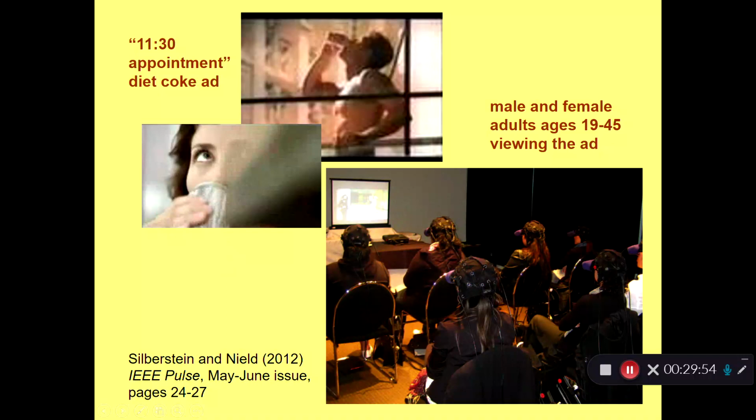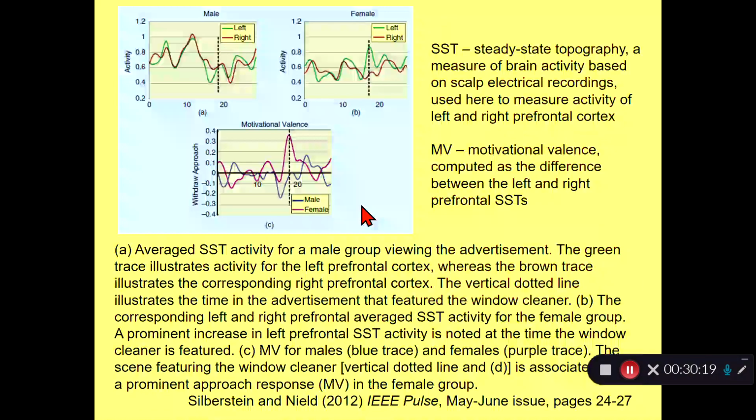So what these researchers did was they hooked up a bunch of subjects, and these were adults, college age, but to almost middle age, and they recorded the electrical activity of their brains as they watched this ad. And the bioengineers were able to take those neural recordings and derive a measure of activity in the left frontal cortex and activity in the right frontal cortex, and here's what they showed. The green trace is activity in the left prefrontal cortex, and the red or brown is right prefrontal cortex in males and females. And the dashed vertical line is the moment in the ad when the sweaty window washer appears.